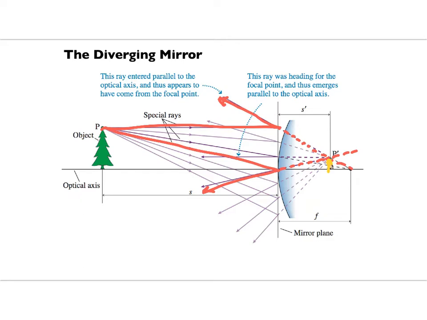Now I want you to notice this. Basically, because of the way that things are oriented, any image is going to appear to be closer to the mirror than the focal point. So basically it compresses the whole world and makes it exist within that tiny little range.